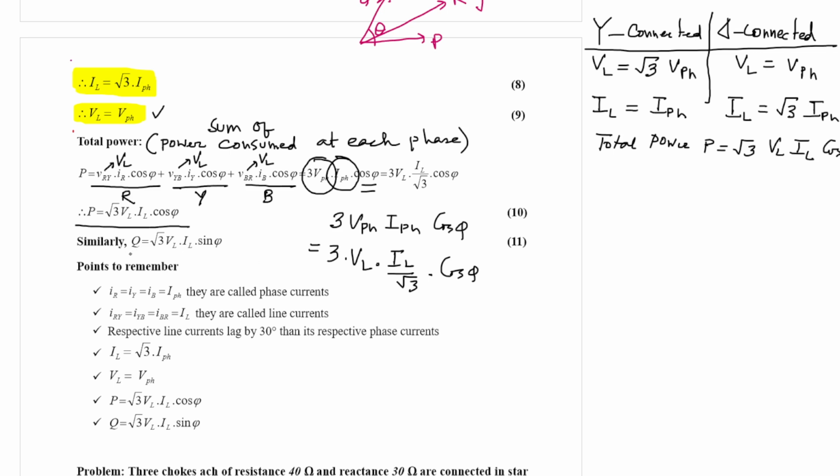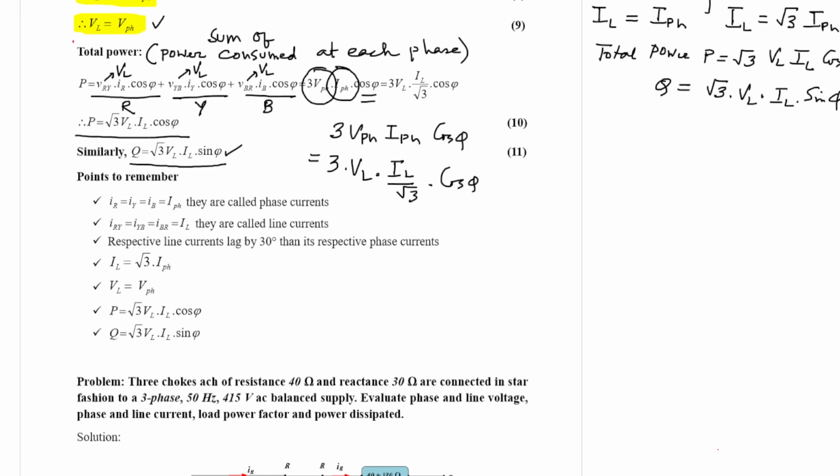And similarly for reactive power we get a similar relation, but instead of cos phi we have sin phi. So the total reactive power Q, which is the same for both star connection and delta connection, is equal to root 3 times VL IL sin phi.